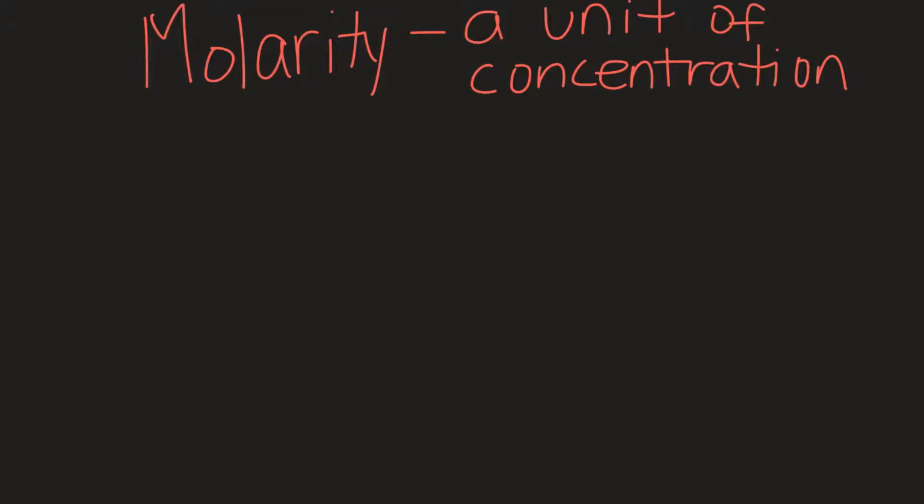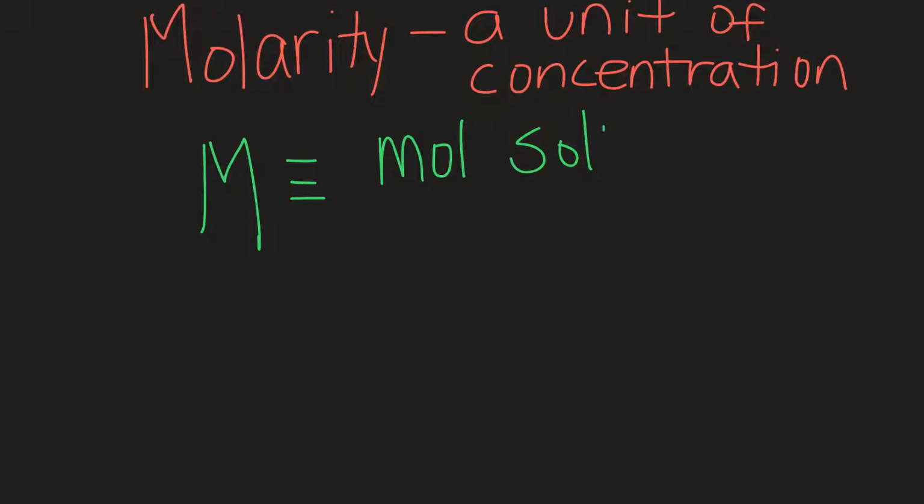Hi there. So we're going to talk about molarity, and that's a unit of concentration. So instead of just saying something is dilute or something is concentrated, we can actually quantify it, and molarity is one way to do that. The symbol for molarity is big M, and it's defined as (those three lines mean defined as) moles of solute, so that's what's dissolved, divided by liters of total solution.